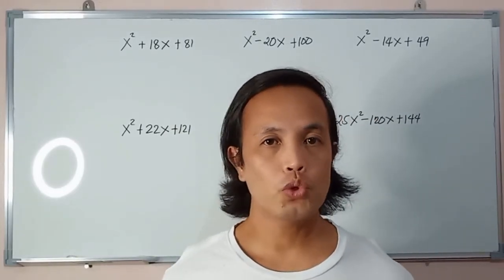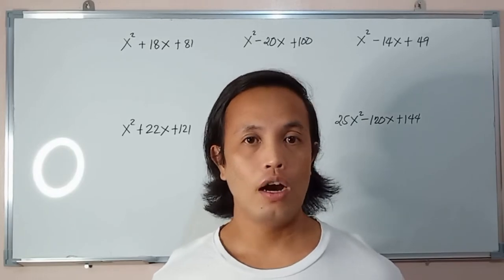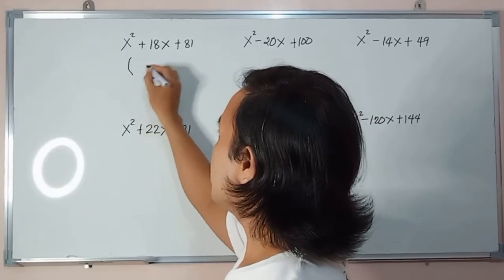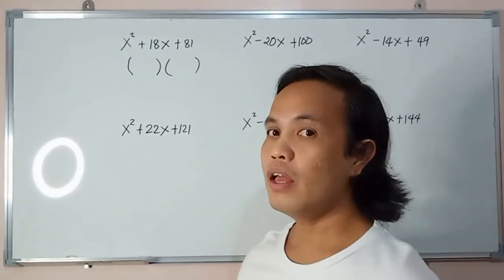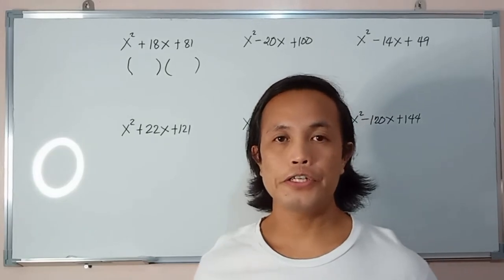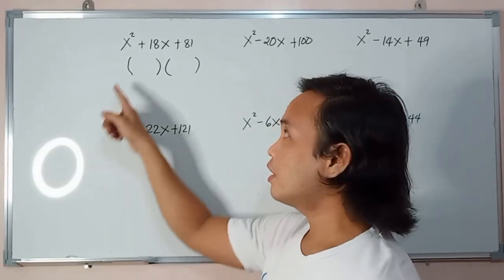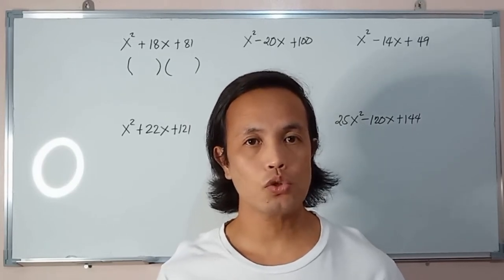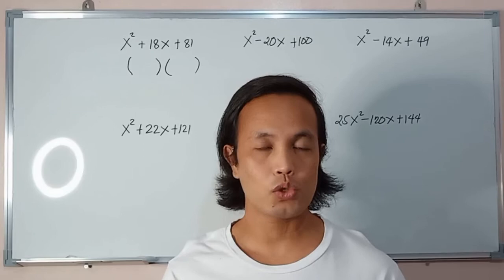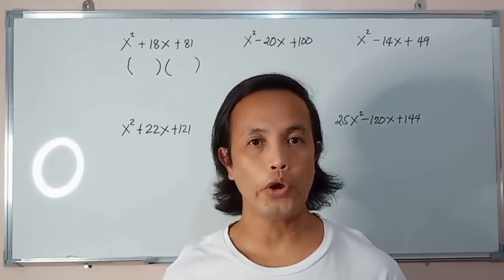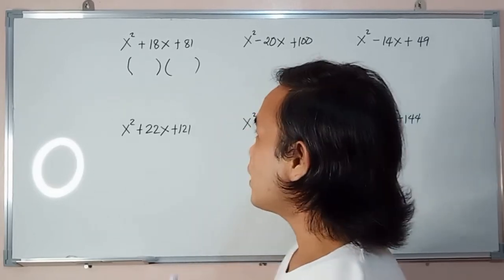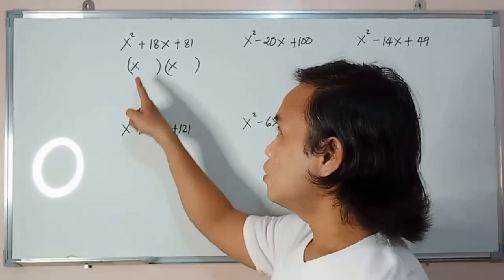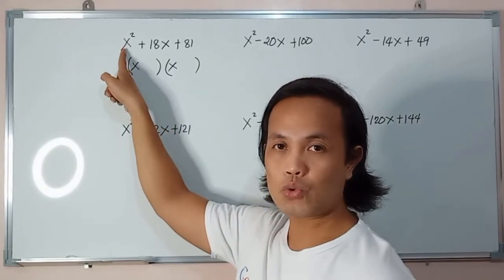When we factor a trinomial, the result is two binomials, so we write parentheses here. We factor the first term first. We have x squared. We get the square root of the first term, and the square root of x squared is x, because x times x will give us x squared. So we write here x and x.